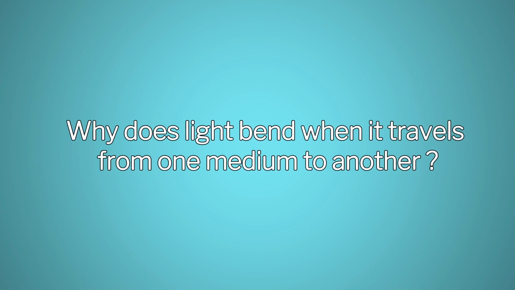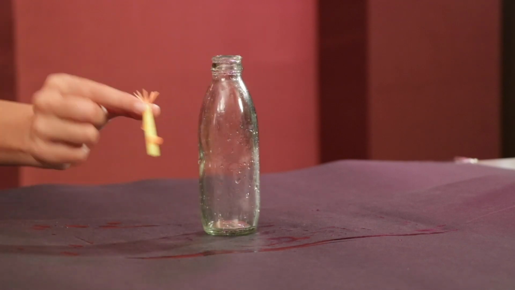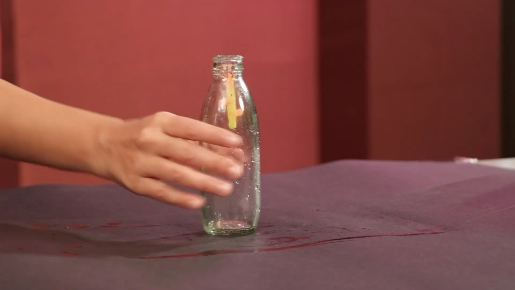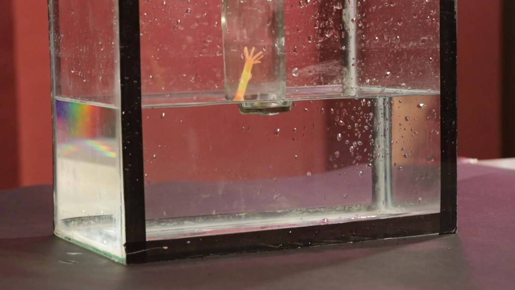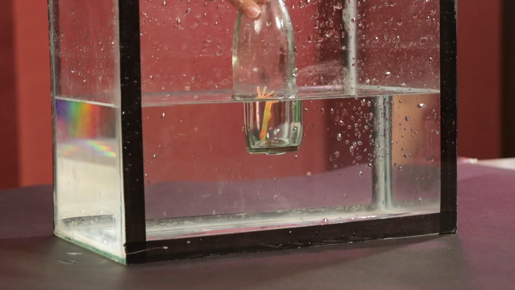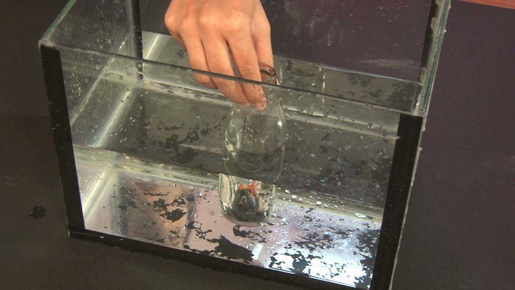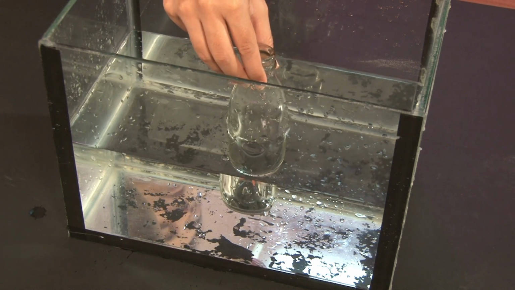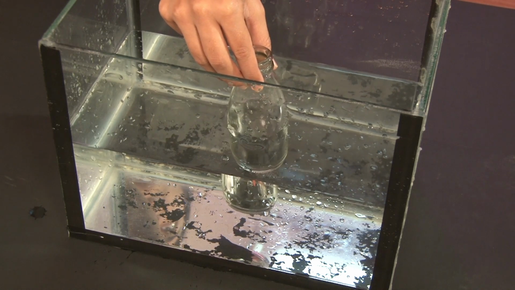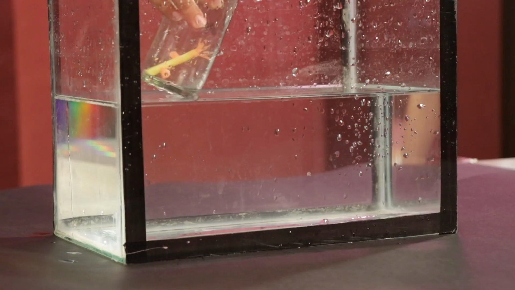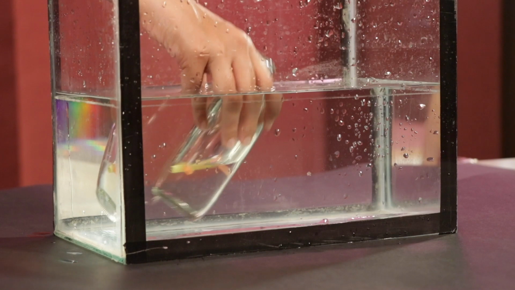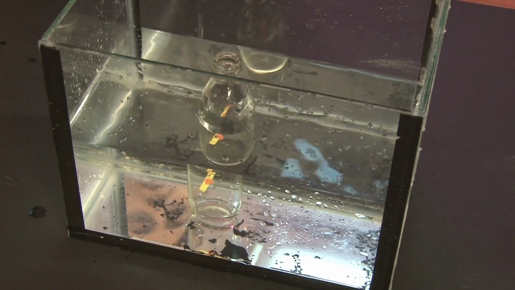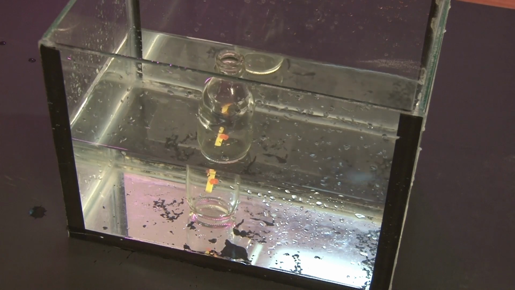Why does light bend when it travels from one medium to another? Here is a glass bottle. I'll place a model of an aquatic plant inside the bottle. Now observe carefully what happens when we place the bottle inside the water without dipping it fully. I can see that the bottle is visible, but the aquatic plant is not visible. What's the magic happening? Can you tell what will happen if I fill the bottle with water and then place an aquatic plant inside the bottle? Surprisingly, the aquatic plant is visible now.